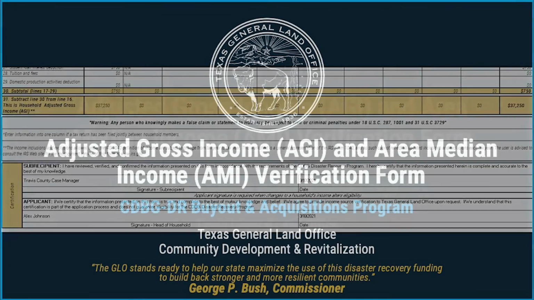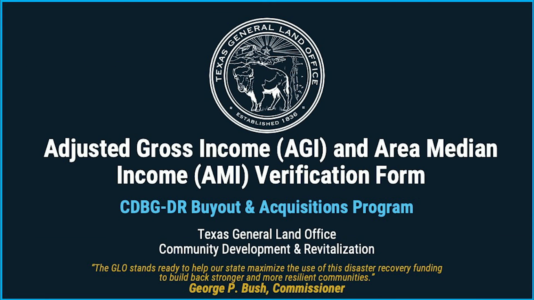We hope you enjoyed this training on the Adjusted Gross Income, AGI, and Area Median Income, AMI, verification form. If there are any additional questions during the completion of the form, subrecipients should reach out to their General Land Office Grant Manager. Additional videos covering the other required local buyout and acquisition forms are, or will soon be, available at the same location you are viewing this video.